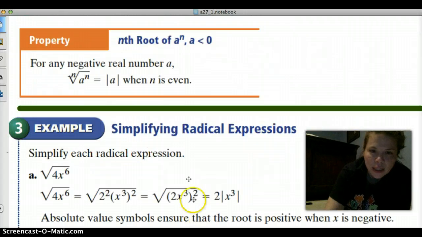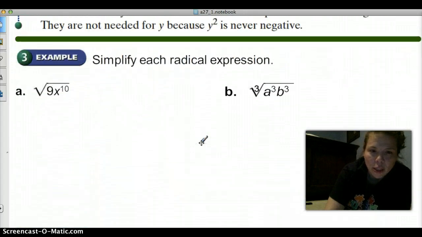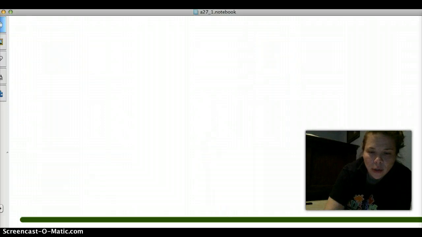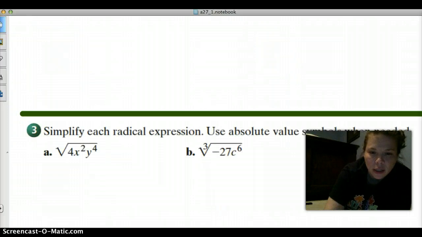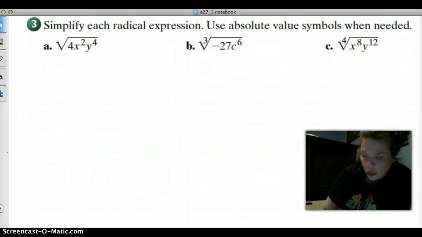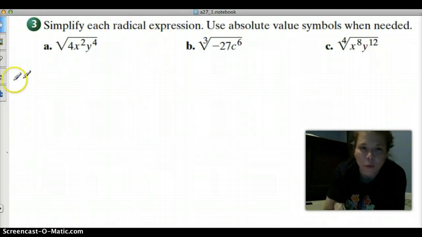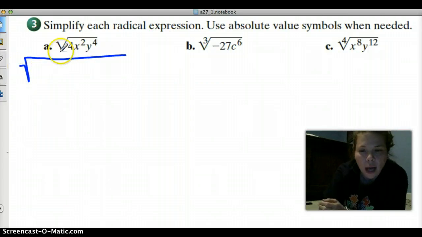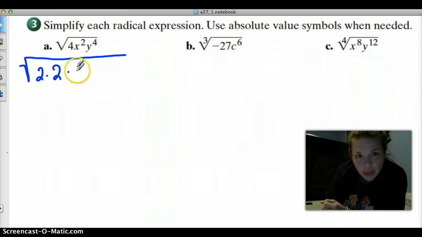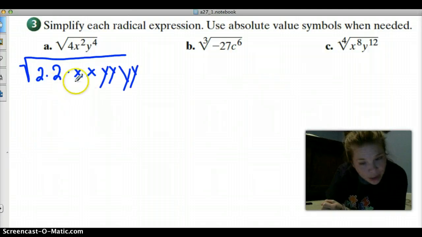Okay, example 3, simplifying radical expressions. All right, let's go ahead and take a look at these quick check questions. So simplify each radical expression, use absolute value symbols when needed. Okay, so I'm going to rewrite A so that we write this in prime factorization. So 2 times 2 times, we have x squared, so that's 2 x's, y to the 4th, so that's 4 y's.